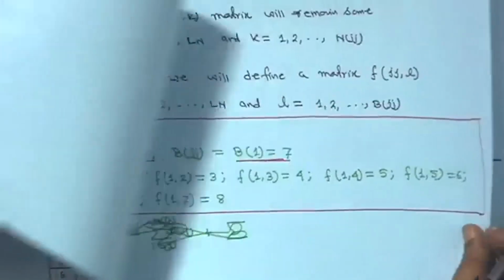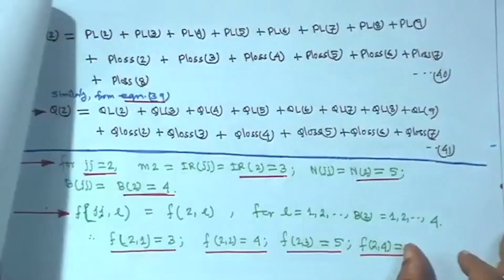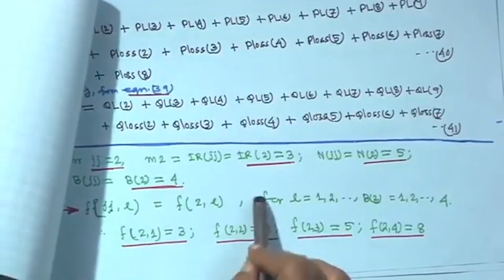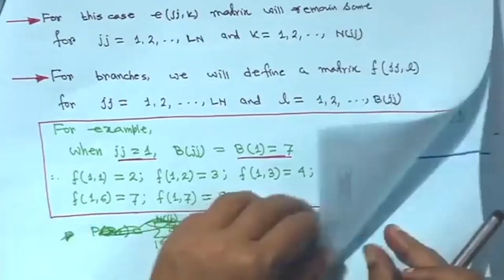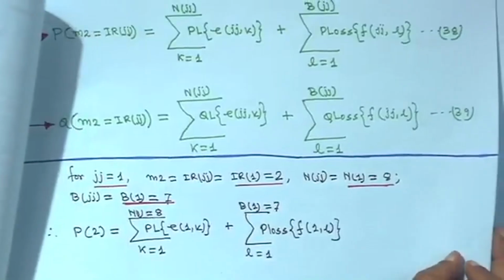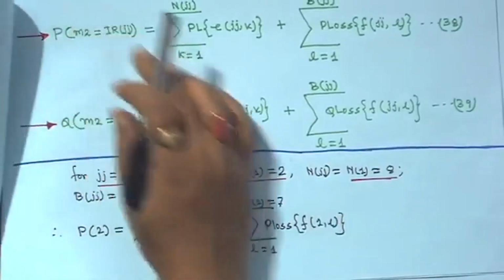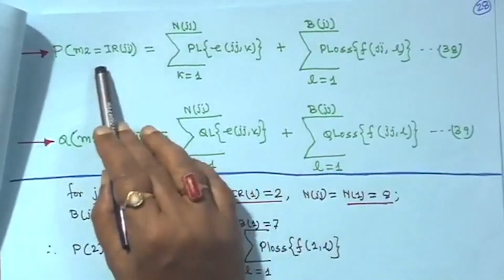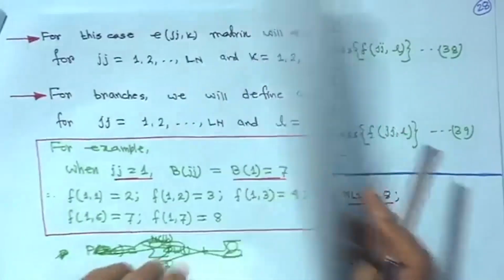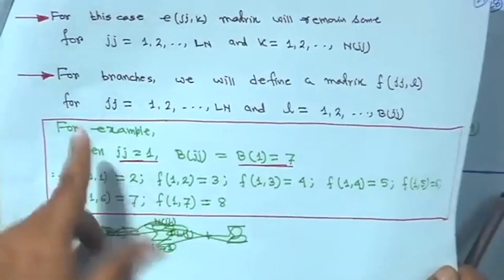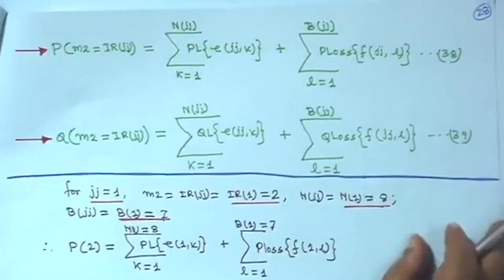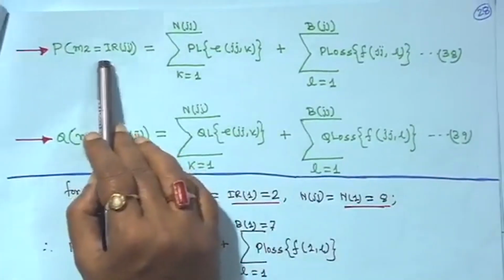Just hold on, this one I have explained later. Before that, what I have done is the total load fed through this node, P_M2. This expression I have shown first. So, F_22, your F_2L matrix, I will come to later. This P_M2 is the total load fed through the receiving end node.